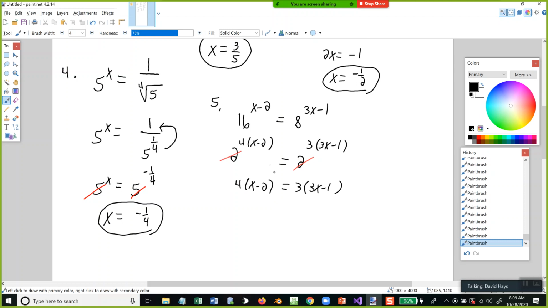And then solve it. 4 times x is 4x. 4 times negative 2 is negative 8. 3 times 3x is 9x. 3 times negative 1 is negative 3. Get the x's on the left side, so take 9x over, it becomes a negative 9x. Take the negative 8 over, it becomes a positive 8.